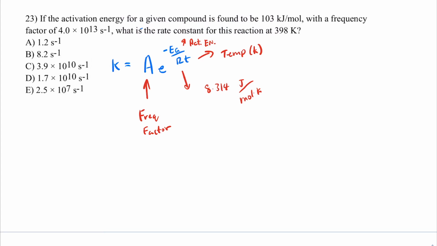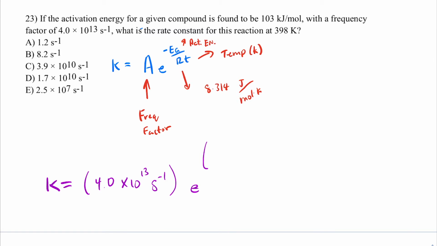Okay, so let's solve for K. That's what we're solving for, the rate constant. So we have K equals A, our frequency factor, which is given to us as 4.0 times 10 to the 13 reciprocal seconds, to the e to the negative EA. Our activation energy is given to us as 103 kilojoules per mole.